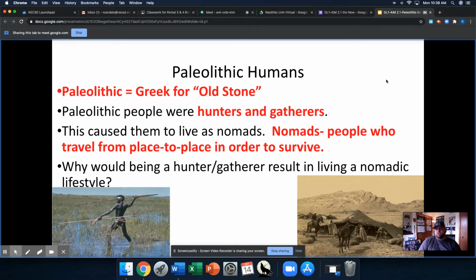Paleolithic people were hunters and gatherers. I didn't define hunters and gatherers because the term pretty much defines itself. And the fact that these Paleolithic people were hunters and gatherers informs their lifestyle. They are nomads. They are people who travel from place to place in order to survive. So some important vocabulary that we have here is Paleolithic, hunters and gatherers, and nomads. And why would being a hunter-gatherer result in living a nomadic lifestyle? We will go over that here.